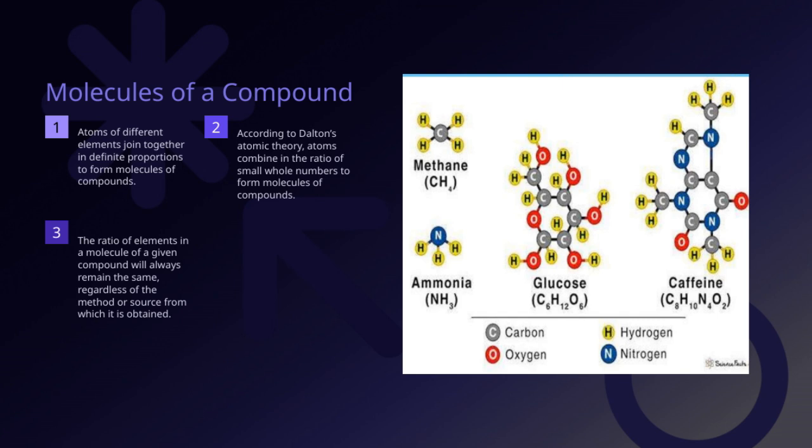So, whether you find that compound in a lab, in nature, or synthesize it yourself, the proportions of the elements involved will stay consistent. This consistency is key to identifying and classifying compounds. Finally, atoms of different elements join together in definite proportions to form molecules of compounds. This highlights that these combinations are not random, but follow specific, fixed ratios, which helps us predict and understand the composition of different substances. All of these points reinforce the idea that molecules of a compound have a specific, predictable structure, which is essential for understanding chemical behavior and reactions.